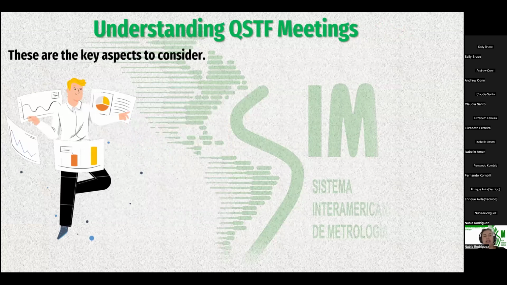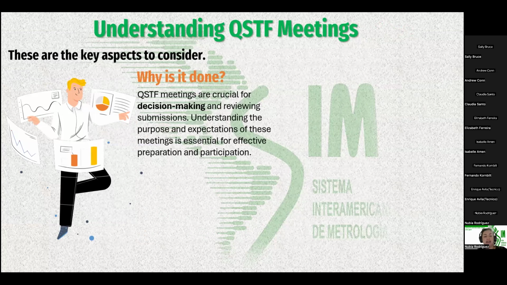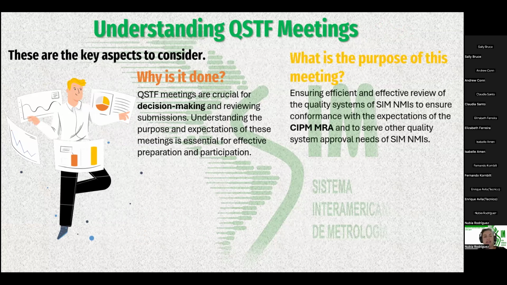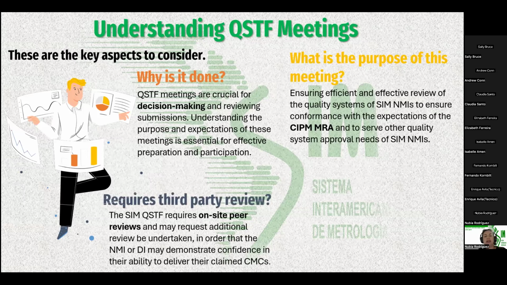So the first thing is to understand the QSTF meeting. What do we do? Like what was said before, the QSTF meetings are crucial for decision making and reviewing submissions. Understanding the purpose and expectations of these meetings is essential for effective preparation and participation. So what is the purpose of these QSTF meetings? To ensure efficient and effective review of QMSs from NMIs, to ensure conformance with expectations and requirements of the CIPMRA, and to serve other approval needs for QMS from the NMIs.